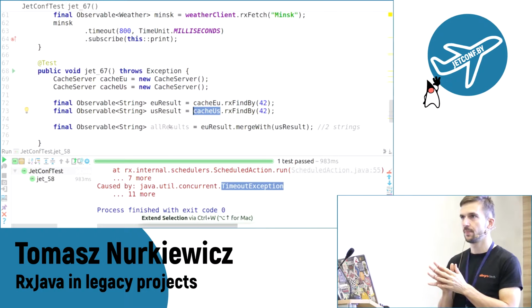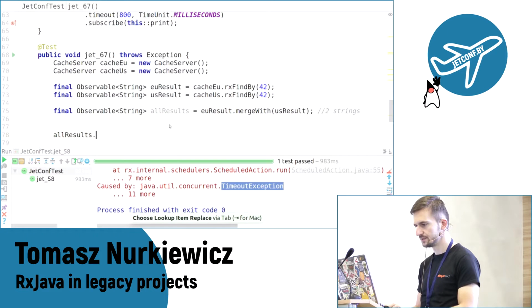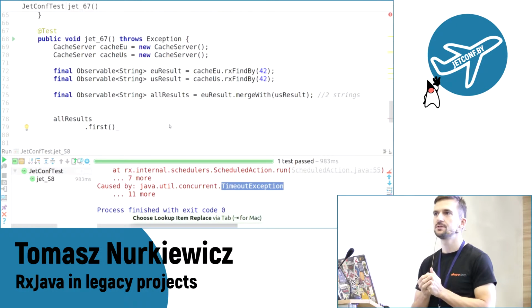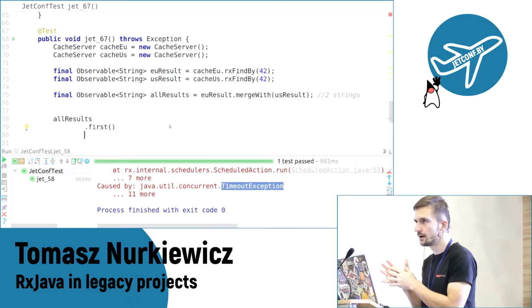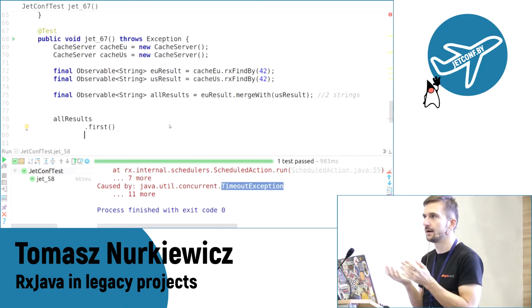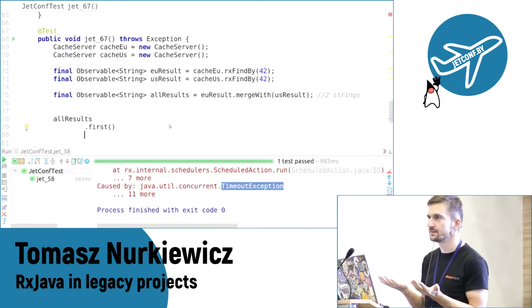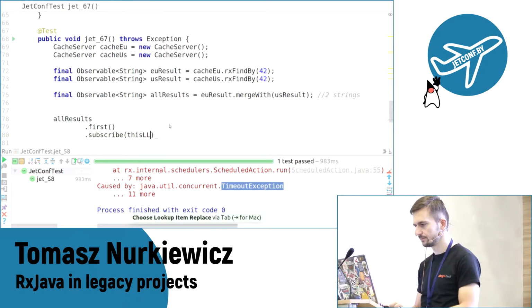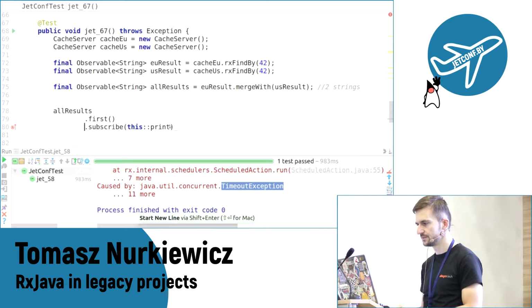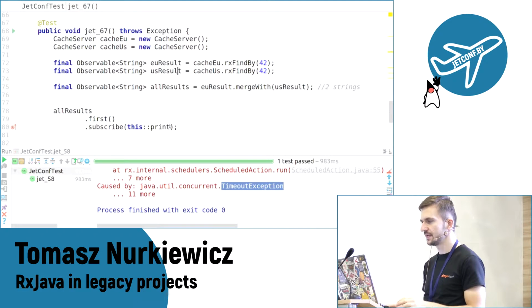Is that clear? Okay, so for all results, I can say first, which means I'm only interested in the first event that will appear in this stream, and I would like to discard the second event because I don't care. I know that both of these events are going to be the same because the cache servers are replicated. I'm just interested in the first one. And here I can just say subscribe, and it's going to give me the result. As simple as that. The thing is that we haven't yet introduced any concurrency.